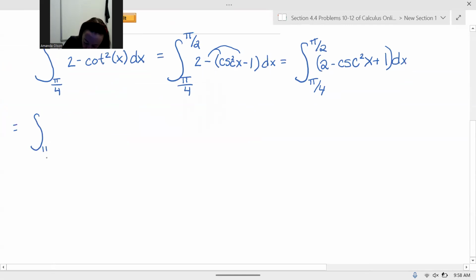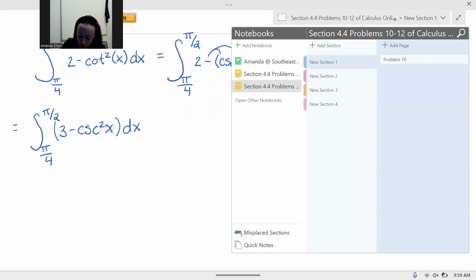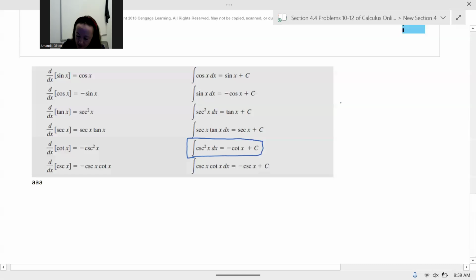So we have the integral from pi over 4 to pi over 2 of 3 minus cosecant squared x, when we combine 2 plus 1, all that dx. Okay, so then we can go ahead. We said that the antiderivative of cosecant squared x, if you remember, is negative cotangent x. We just want to make sure we remember that.